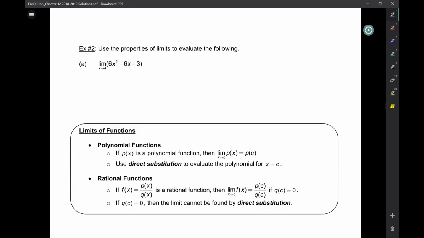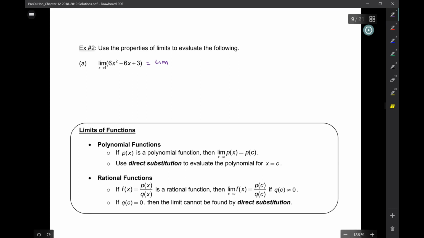Okay, now here it says use the properties of limits to evaluate the following. Right, exactly. So now look at what we're going to do. The function that we know how to calculate is the limit of x. Here I have 6 times x squared, 6x, and then 3. So here's what we're going to do. We're going to split this up, because if I'm adding 3 terms, I can find their limits separately. So the limit as x approaches 4 of 6x squared minus the limit as x approaches 4 of 6x. No, because I put the minus there. The limit plus the limit as x approaches 4 of 3.